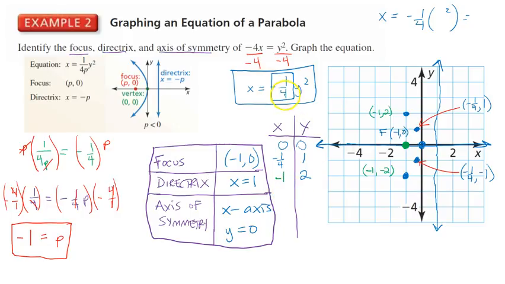And then I got a 4 on the bottom here. I'm going to pick y equals 4 for my last set of points. So x is going to be negative 1/4 times 4 squared, negative 1/4 times 16, which is negative 4. So I get the point negative 4, 4, negative 4 on the x, up 4 on the y, and the axis of symmetry gives me a mirror image across at negative 4, negative 4.